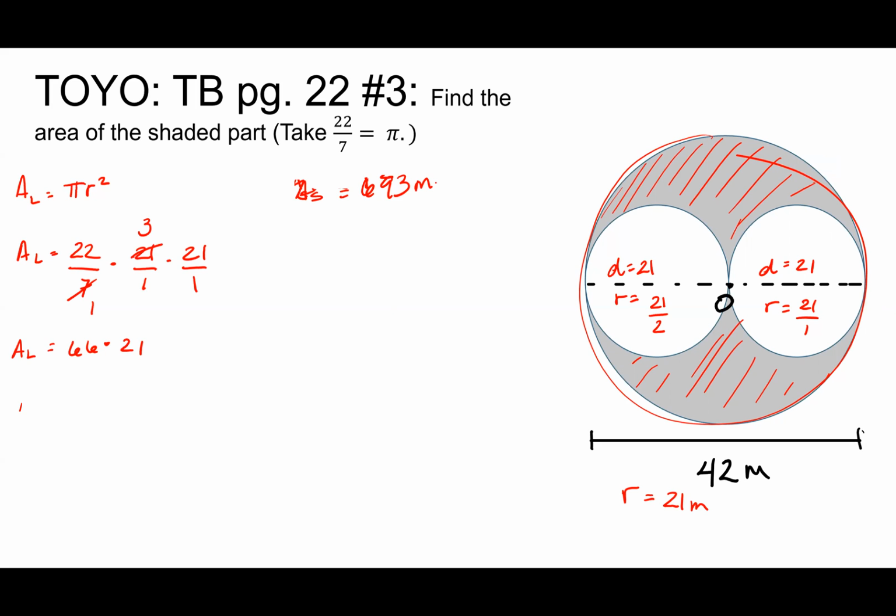All right. What do I have to do next? I found the area of the large circle and I found the area of the small two circles. Now what do I do? Annie? 1,386. Okay. So am I going to subtract or am I going to add right now? I'm going to subtract. 1,386 minus 693. And what is going to be the area? Ray? 693 meters squared. Great job.